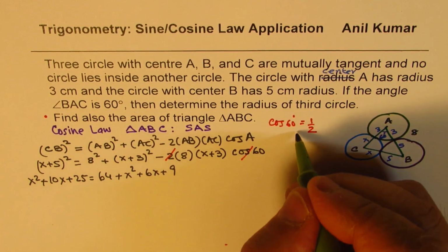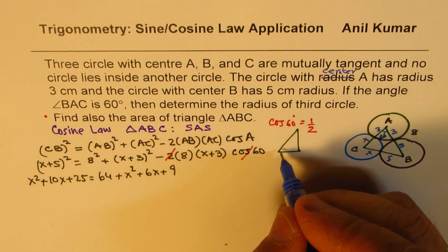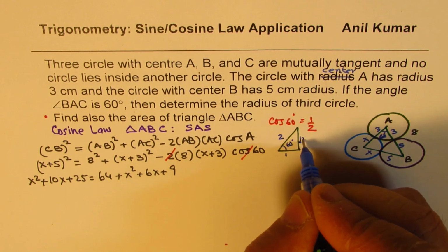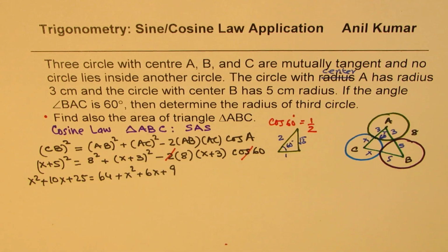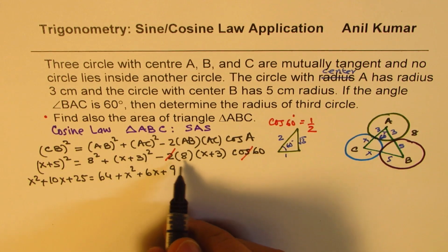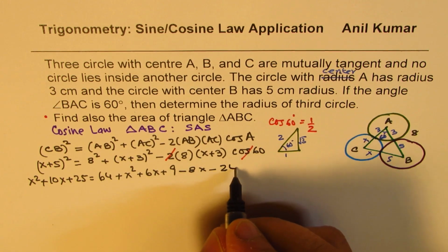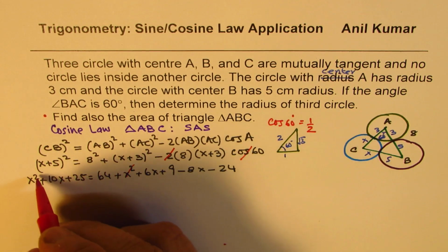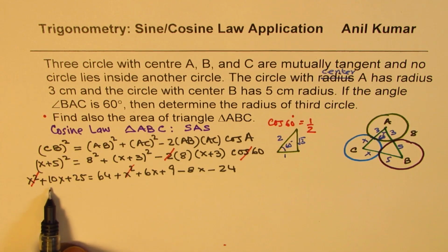You could always make this special triangle where you know for 60 degrees cos is 1 over 2. Correct? So cos 60 is half, it cancels. Now expanding we get minus 8x minus 24. Is that clear to you? Now in this x square also you could cancel it. So we'll just simplify our calculations. We'll bring x terms to one side.